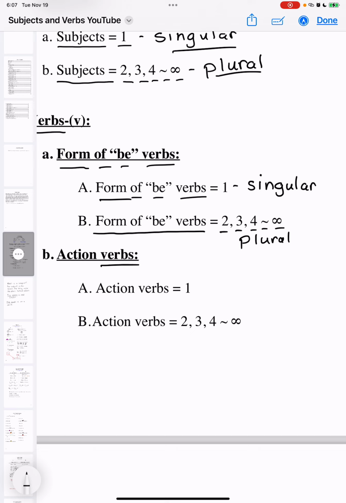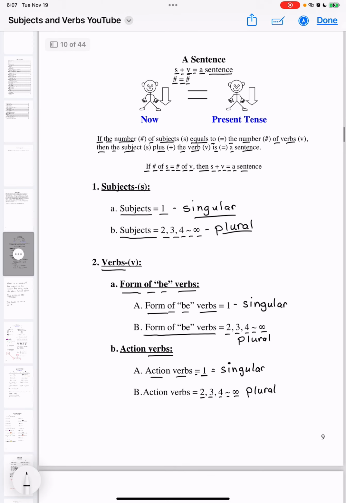Then you have action verbs. Action verbs that are equal to 1 are singular, and action verbs that are equal to 2, 3, 4 to infinity are plural. This is really easy to teach to the children. And that'll be it for now.